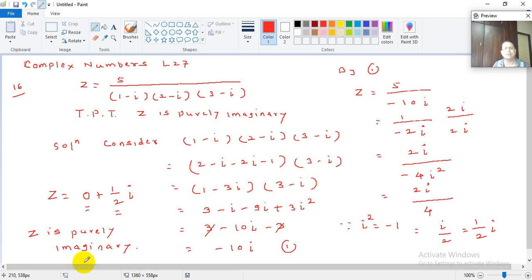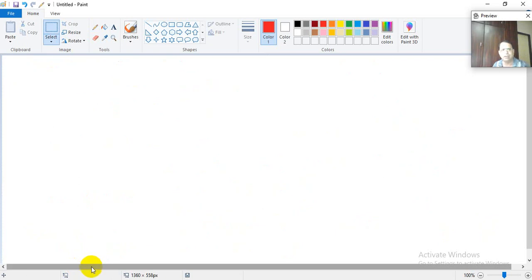Here just what is expected is you should be able to do product of complex numbers properly. Once you are able to do that, and also one thing I will again repeat. Suppose you are dividing something like this, 1 upon 3 plus 2i, means you are dividing 1 by 3 plus 2i.